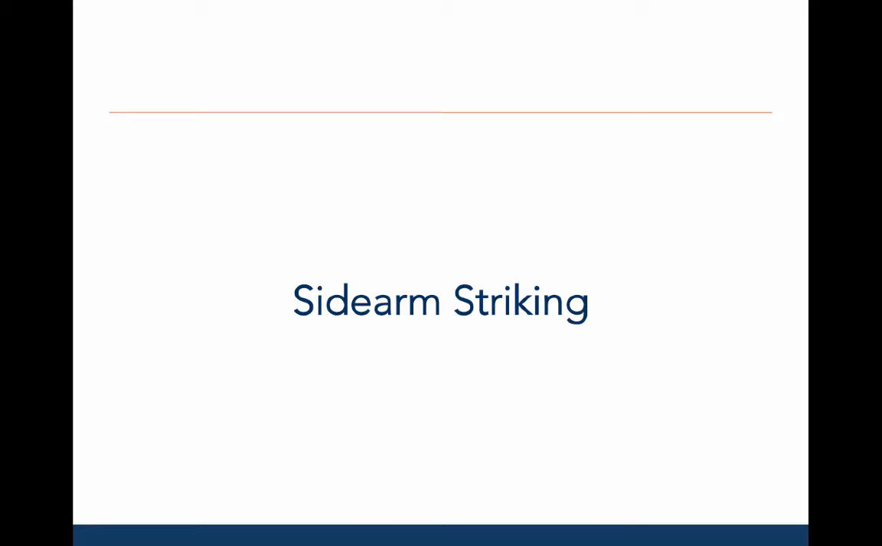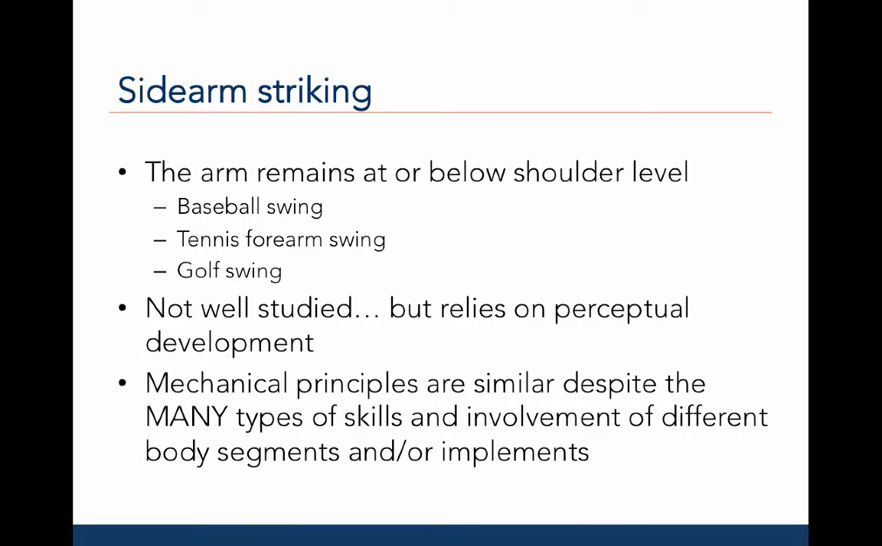We will first examine sidearm striking. Sidearm striking is a form of striking in which the arm remains at or below shoulder level. Examples of sidearm striking include a baseball swing, a tennis forearm swing, or a golf swing. Sidearm striking is not well studied, and the developmental sequence for striking is based on striking a stationary ball, like hitting a ball off a tee or from a hanging tether.